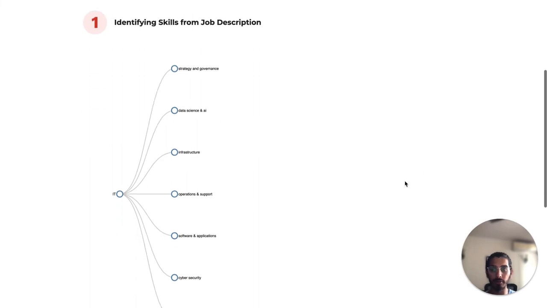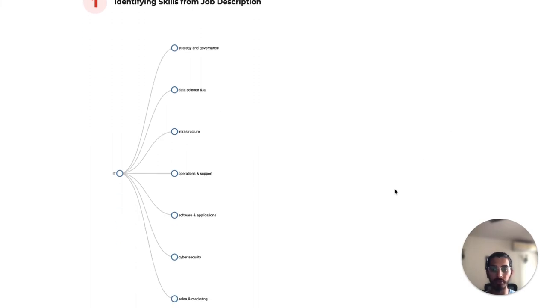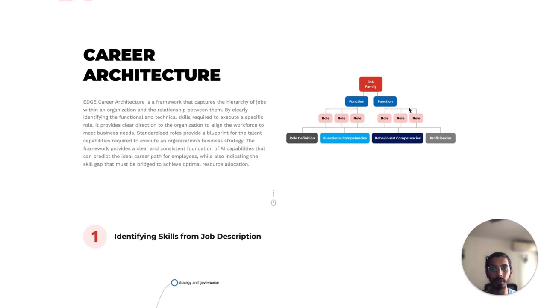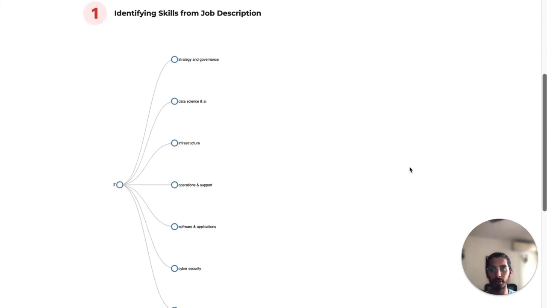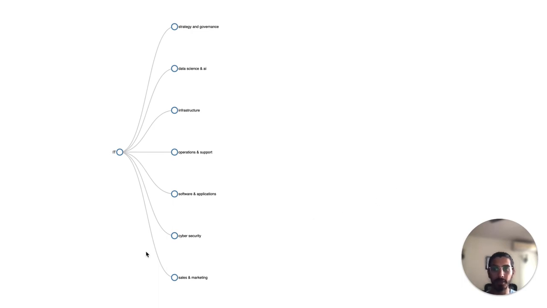As part of our career architecture we have a framework where you see the industry, then the job family, then functions and the roles belonging to those functions, and then the role definitions, functional competencies, behavioral competencies, and the proficiencies attached to those competencies. These are the attributes available as part of our career architecture. Now let's look at what our career architecture looks like. So you see the IT industry, and in the IT industry we have these many job families.